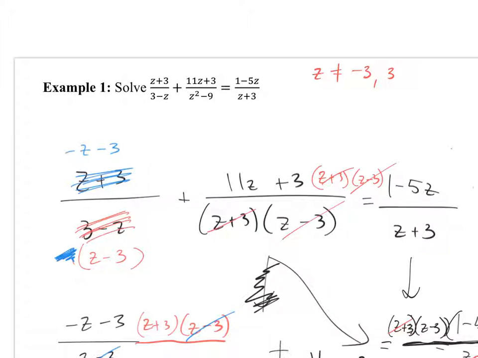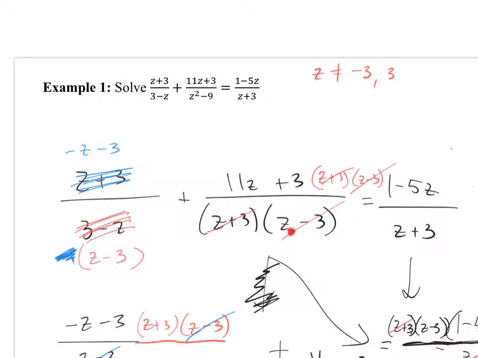Because look, 0 for z. Does it make the denominator 0? No. So 0 could work for z, but the denominator cannot be 0. So you need to say, if I plug in a 3 here, doesn't that make that a 0? So it can't be 3. If I plug in a negative 3 here, it makes that 0, right? So it can't be negative 3. What does this factor into? Z plus 3, z minus 3. So what are these restrictions? Well, they're the same thing that are already up there.